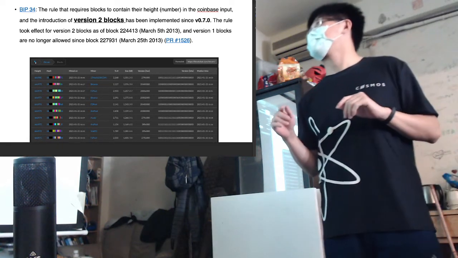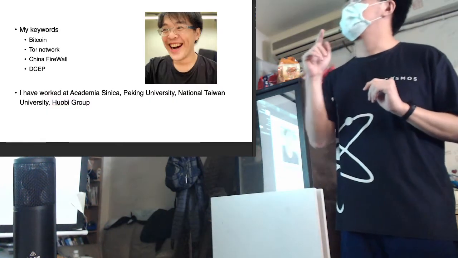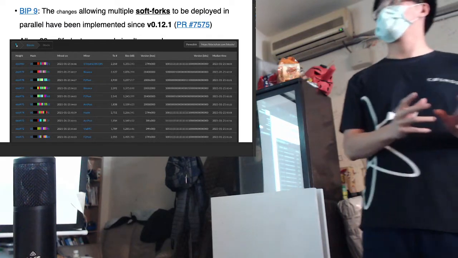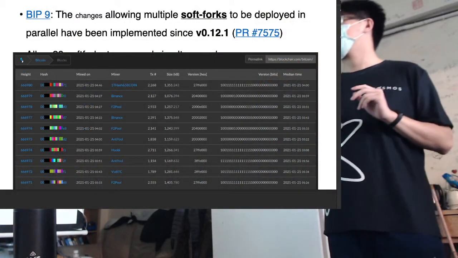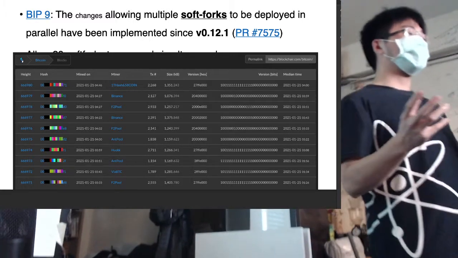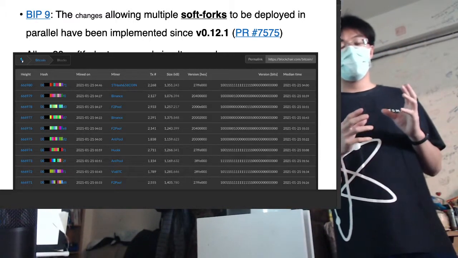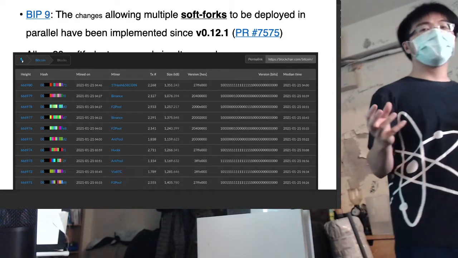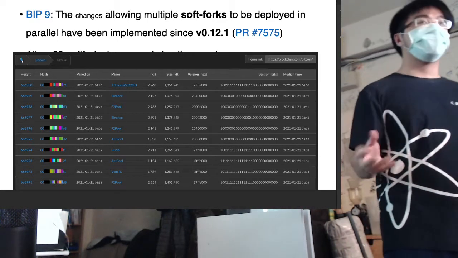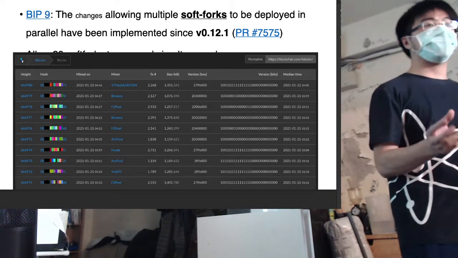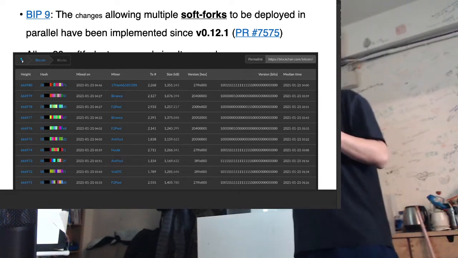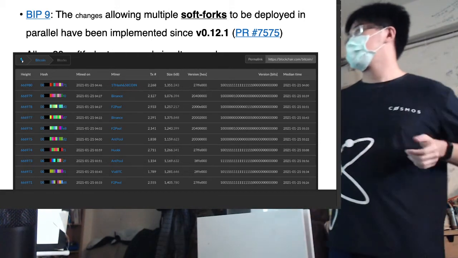Okay, let's talk about what BIPs are already done. This is BIP 9. BIP 9 is for soft forks. Why is it very important? Because if you want to update the Bitcoin protocol, you have to use a very hard way to update it. For example, how to update the time lock, like check lock time verify or check sequence verify, how to update this code. It is very hard to update it. So BIP 9 makes it easier to update the protocol. BIP 9 gives you a chance to update it.